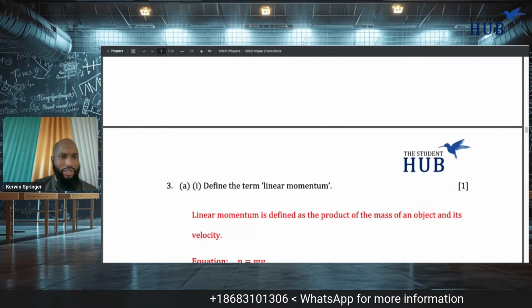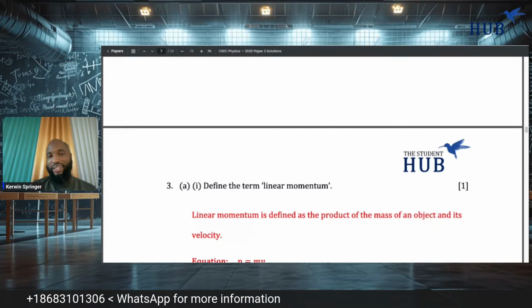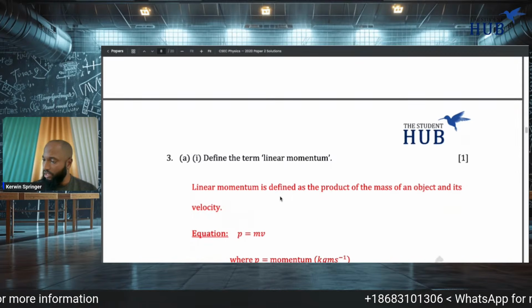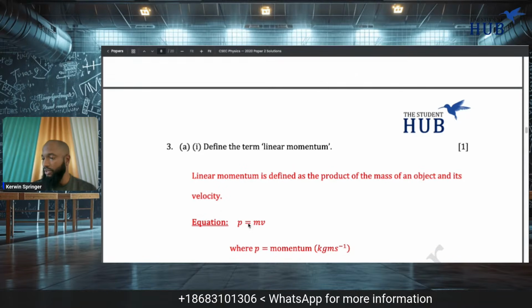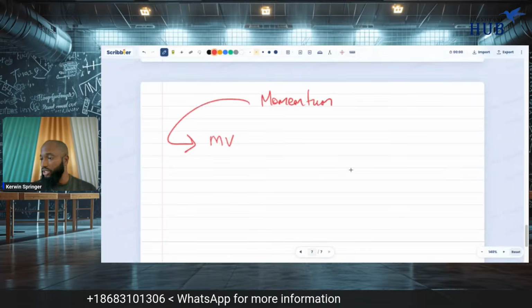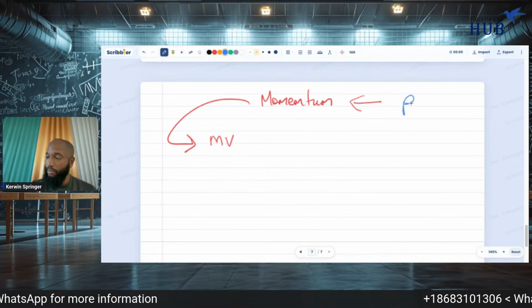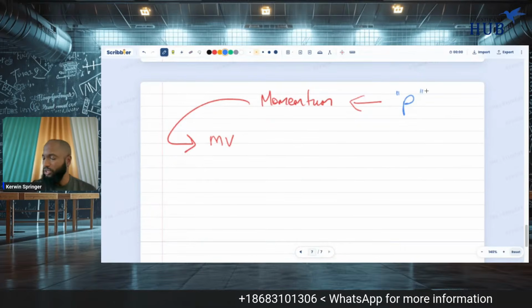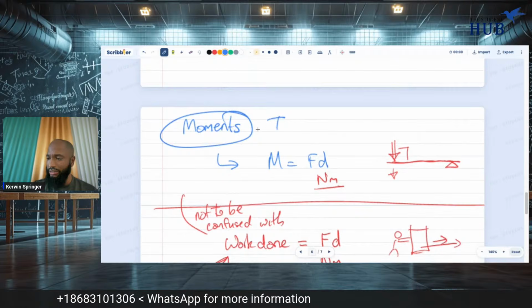All right, we're climbing up. We had a late start. Let's see if we can climb up all the way. Let's see if we can get in everybody here. So linear momentum is defined as the product of the mass of an object and its velocity. Now the symbol, it's useful to know this because they love to ask this. The symbol for momentum is a P. What's the symbol for moments? Right, it's sometimes a T or sometimes an M.